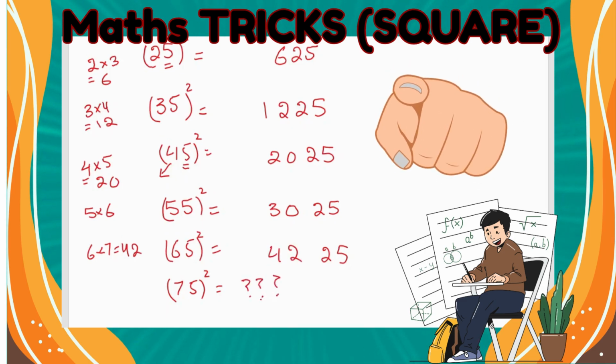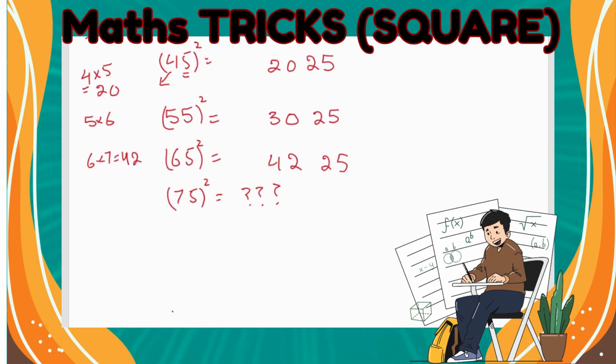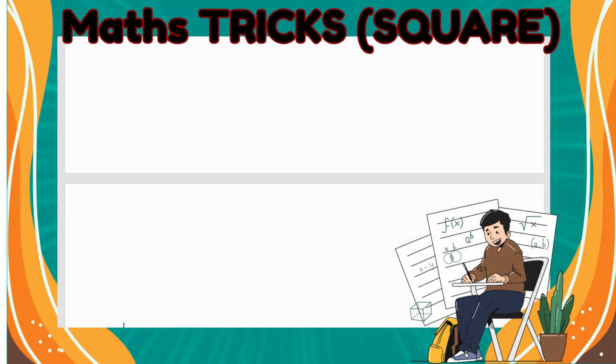Now you're going to type in your answer. What is 75 square? I'll give you one more, 85 square as well. 75 square and 85 square. You're going to tell me your answer for these questions. Okay, so type in your answer in the comment section.